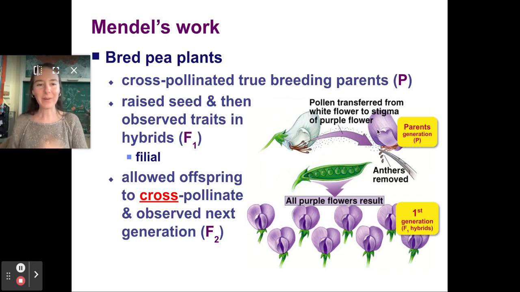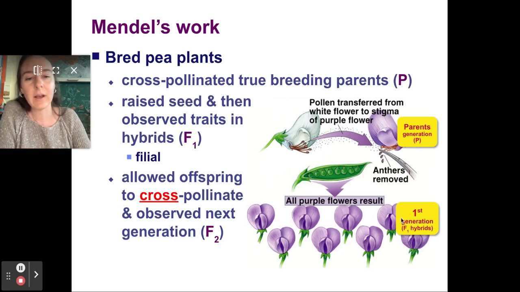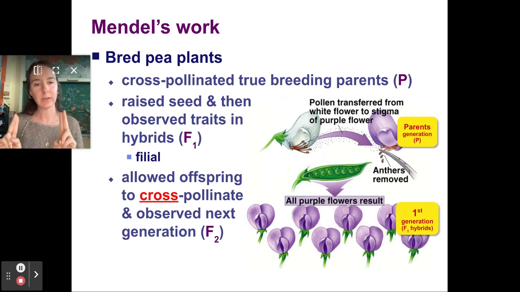He found that white and purple flowers, true breeding flowers, produced completely purple flowers. And you can count up all the purple flowers here, but he did this hundreds of times. Like he collected a lot of data and he found that every single time he did this, all his flowers were purple. And then this is called our first generation or F1. Okay, and these are hybrids. They're hybrids because they came from two different true breeding flowers originally, and they mixed.